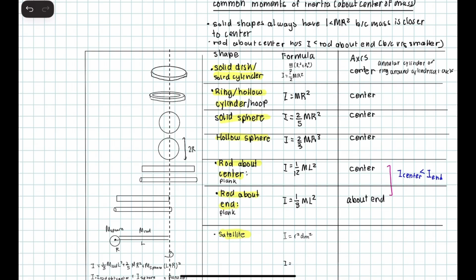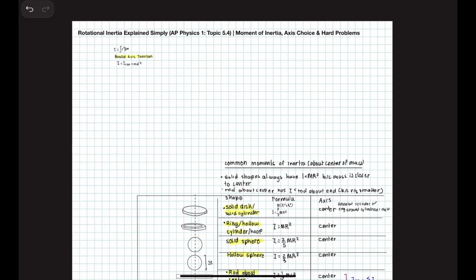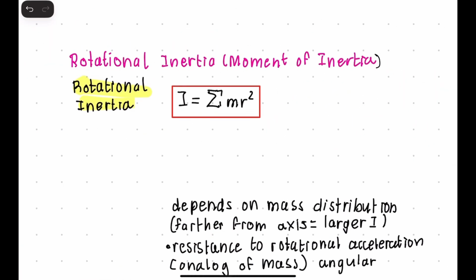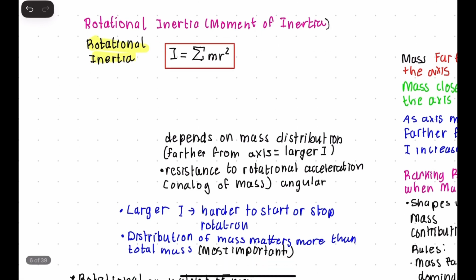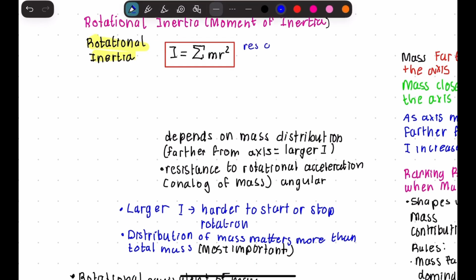By the end of this video, you'll know the formulas, the intuition, and how to solve the hardest exam-style problems involving moment of inertia. So, first off, let's start with the preliminary knowledge of what is rotational inertia. Rotational inertia is the resistance. It measures this resistance of an object to changes in rotational motion.